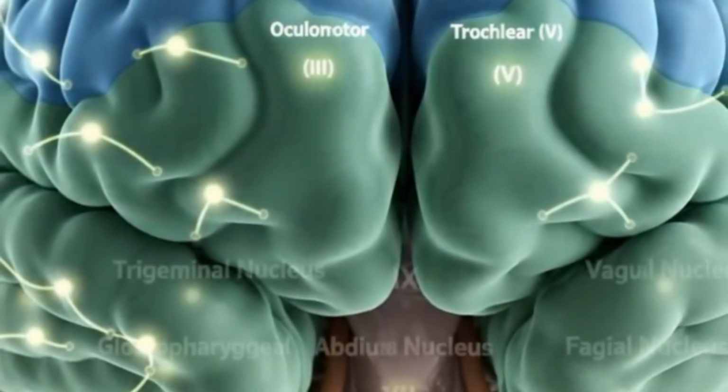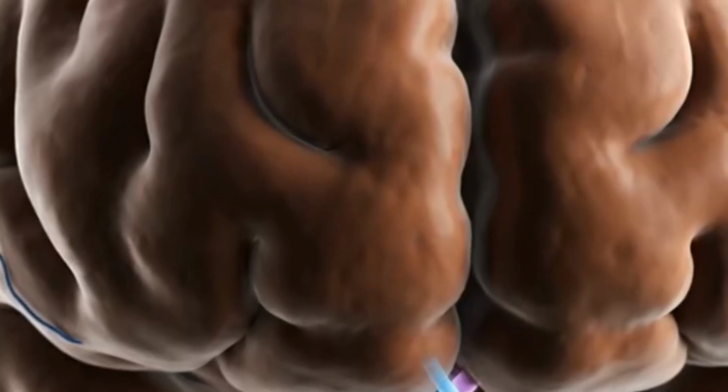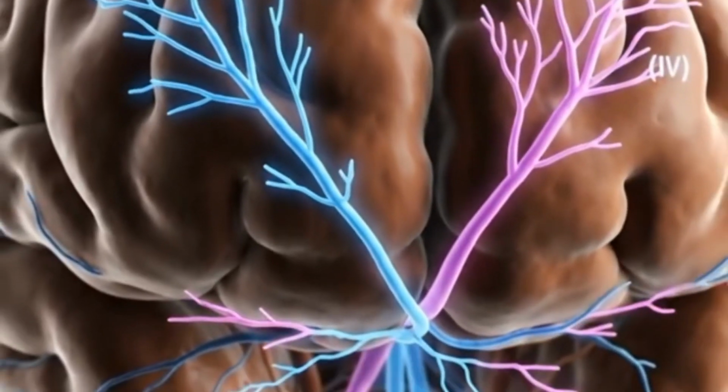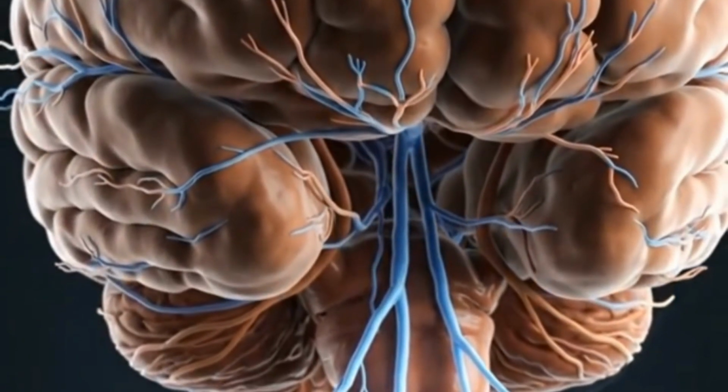With the exception of the olfactory nerve and optic nerve, all the nuclei are present in the brainstem. With the exception of the olfactory nerve and optic nerve, the cranial nerves emerge from the brainstem. The oculomotor nerve and trochlear nerve emerge from the midbrain.